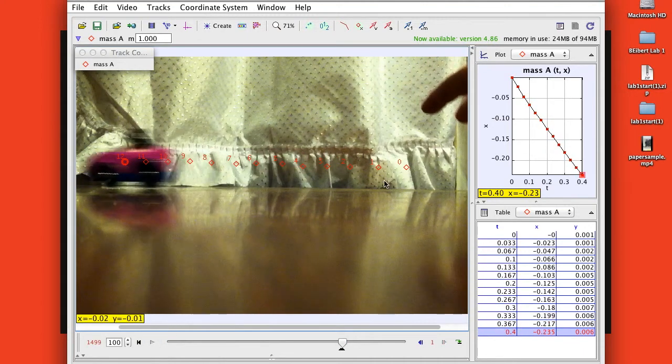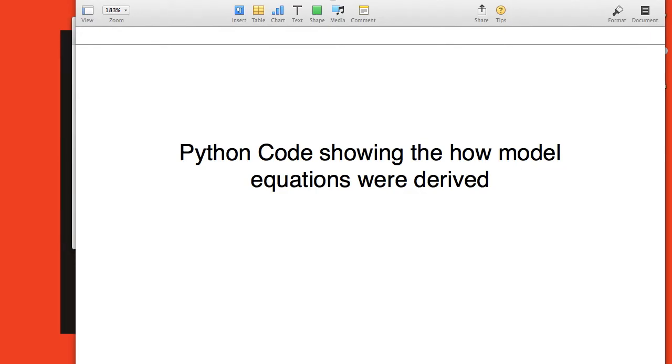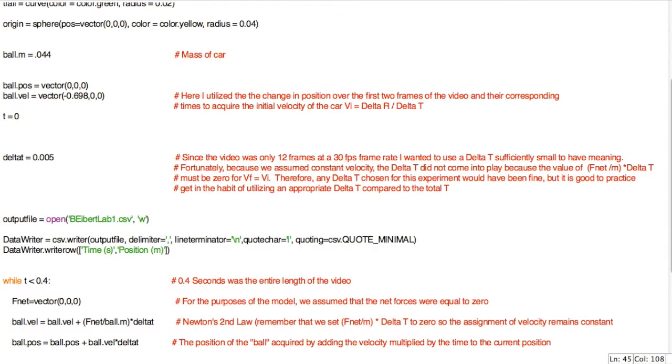Here's our toy car driving in the negative x-axis. You'll see on the right hand side our fairly linear chart going in the negative x-axis. You'll see here we have our points for time and location, and we utilize those first 2 points to come up with our initial velocity. Next, we're going to show you the Python code showing how the model equations were derived to come up with our model graph.